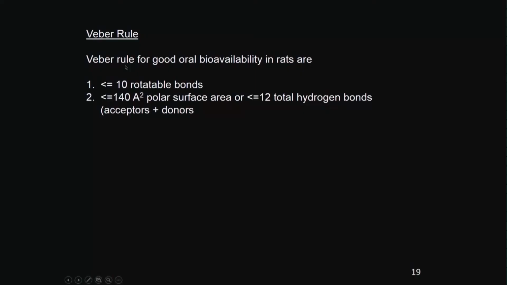They came up with a new set of parameters or descriptors, we call it parameters, descriptors, features of the drug. This is called Ghose et al. drug likeness property. Then there is a Veber rule. Veber rule for good oral bioavailability in rats. They said less than or equal to 10 rotatable bonds.